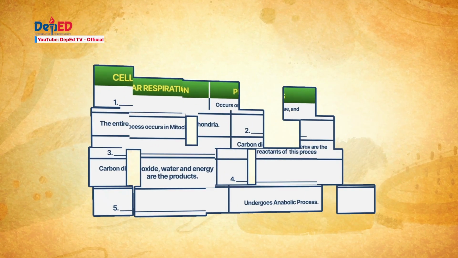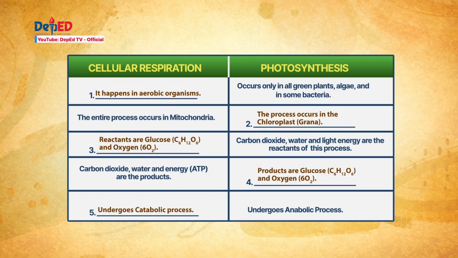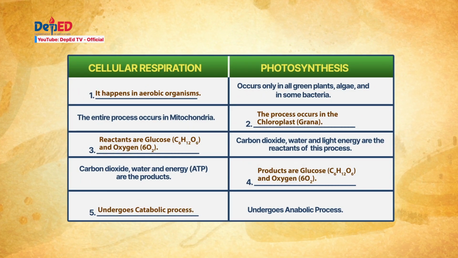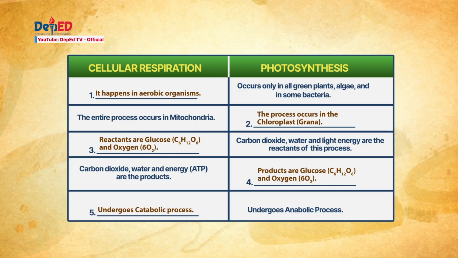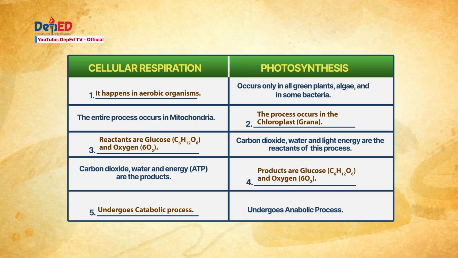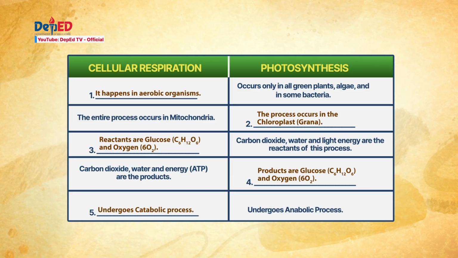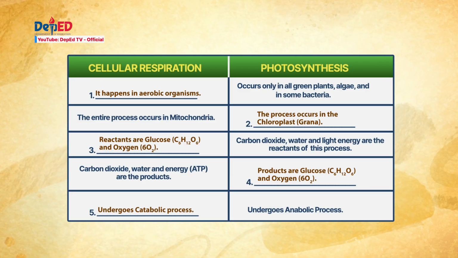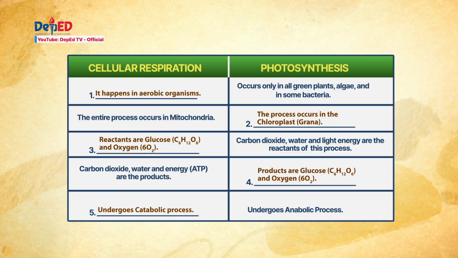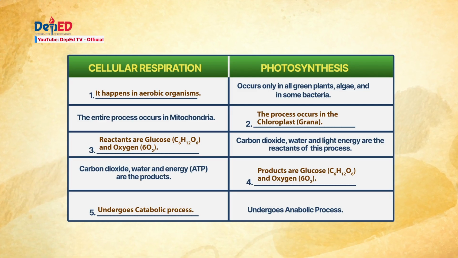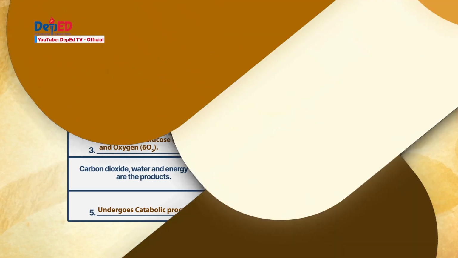And here are the answers. Number 1. It happens in all organisms, specifically in aerobic. Number 2. The process occurs in the chloroplasts. Number 3. The reactants are glucose and oxygen. Number 4. The products are glucose and oxygen. And number 5. It undergoes catabolic process.